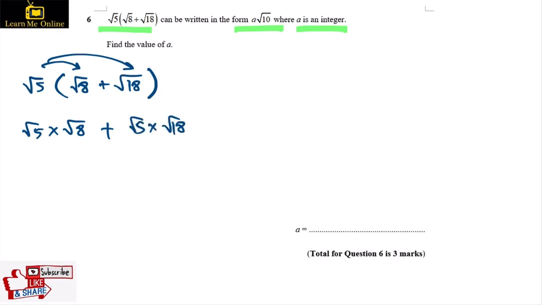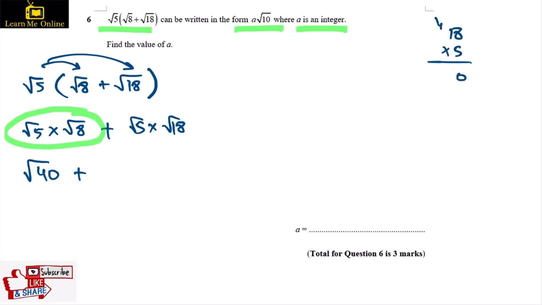Now we simplify the first two together as one. 5 times 8 is 40, so that would be root 40. On the other side, you can multiply it or simplify it as well; either way would be alright. 18 times 5 is 90, so it would be root 90.